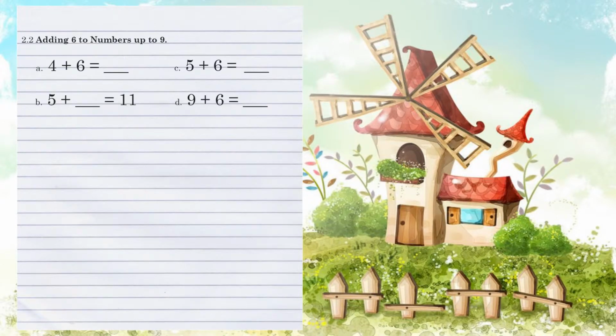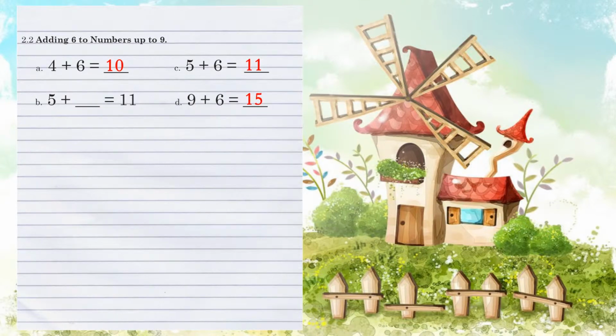Unit 2.2. We're going to be adding 6 to numbers up to 9. Let's look at example A. Now you can continue to use a number line, or if you don't have a number line, you can use little marks, or you can even use your fingers to know that when you've gotten to 6. So if I have 4, and I'm going to increase that by 6, you can count in your head. 5, 6, 7, 8, 9, 10. We have 6 marks, and we ended off on 10. So 10 is our final answer.